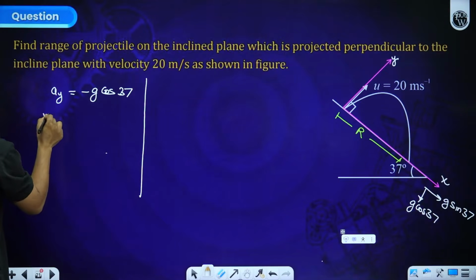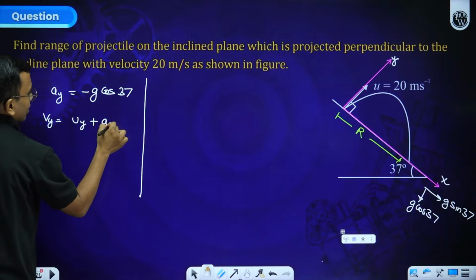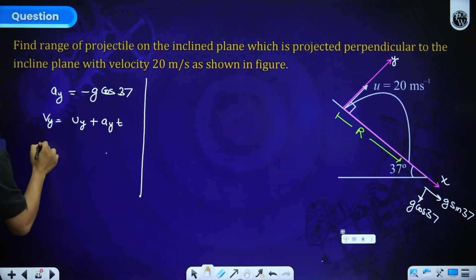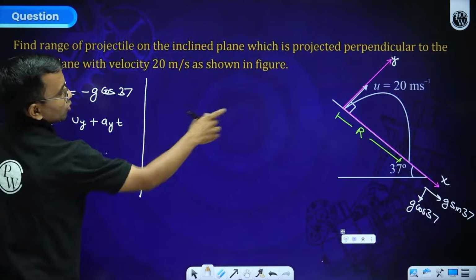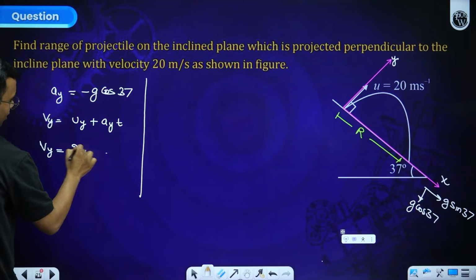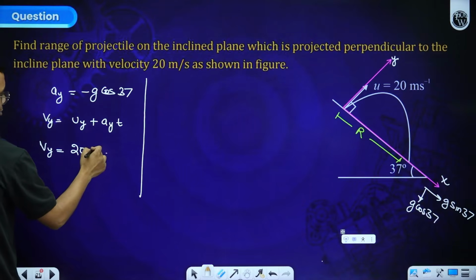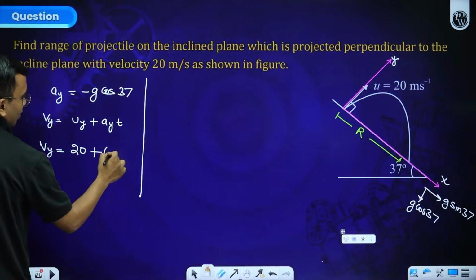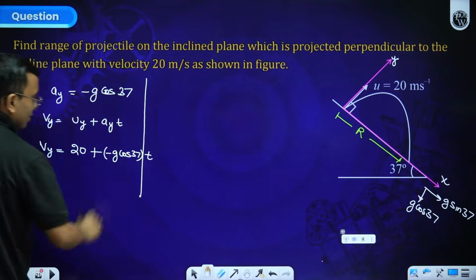So if you write the velocity along the y-axis, v is equal to u plus at. This equation I am using. v is equal to uy. What is uy? uy is 20, plus ay into t. What is ay? ay is minus g cos 37, into t. Like this you can write the velocity.